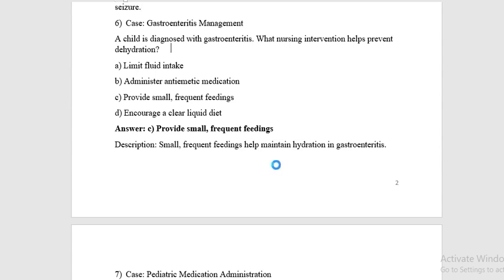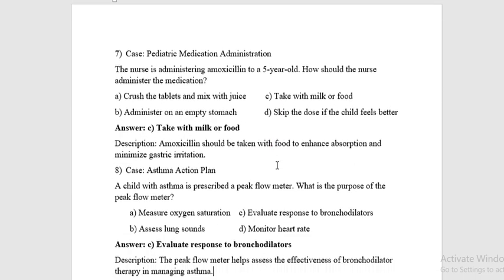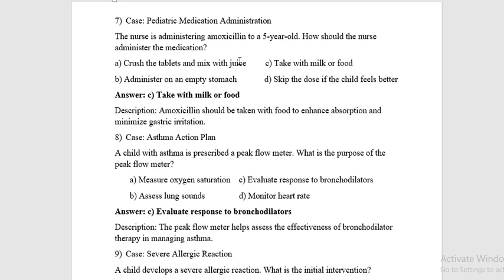Small frequent feedings help maintain hydration in gastroenteritis. Question number 7. Pediatric medication administration. The nurse is administering amoxicillin to a 5-year-old. How should the nurse administer the medication?